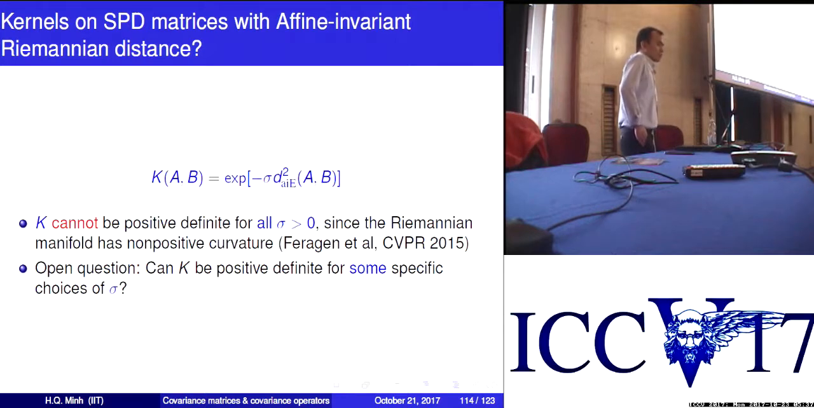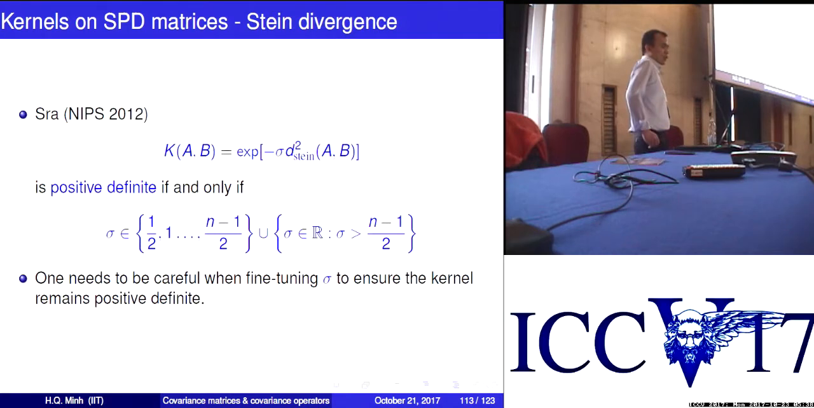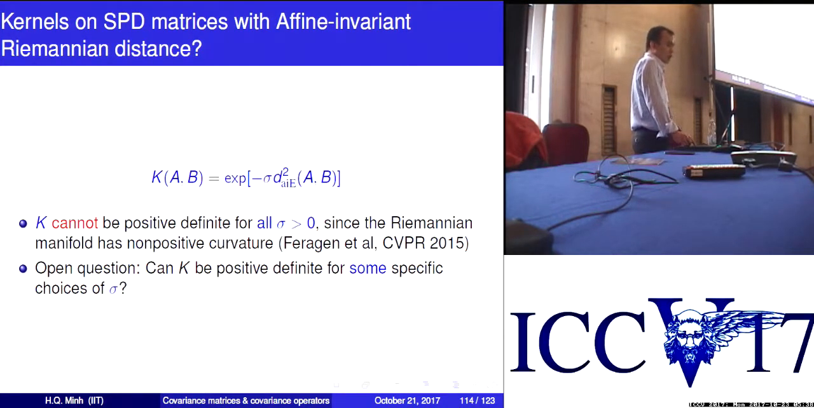Of course, one question is whether one can compute the Gaussian kernel using the affine invariant Riemannian distance, but it's not possible. It cannot be positive definite for all sigma greater than zero, because the manifold has non-positive curvature, and Feragen et al. showed in CVPR 2015 that the manifold has to be flat if we want this to happen. So it cannot be positive definite for all sigma greater than zero. Whether it can be positive definite for some specific choices of sigma is not known, because we don't have a result similar to this one. So this case is far from trivial.